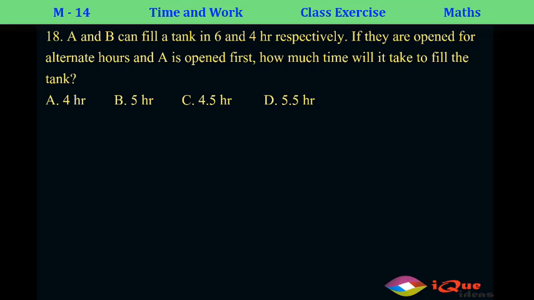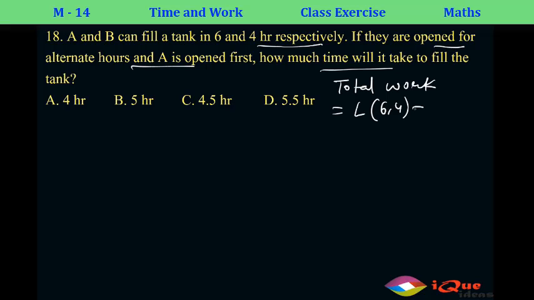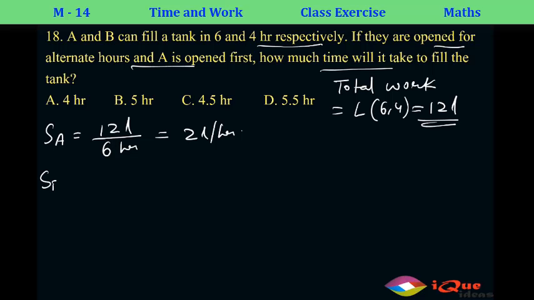Now this question says A and B can fill a tank in 6 and 4 hours respectively. If they are opened for alternate hours and A is opened first, how much time will it take to fill the tank? I think we can take the total work or the total tank capacity equal to the LCM of 6 and 4, which is 12. So it is 12 liters. Alright, so the speed of A will be 12 liters divided by 6 hours, which is 2 liters per hour.